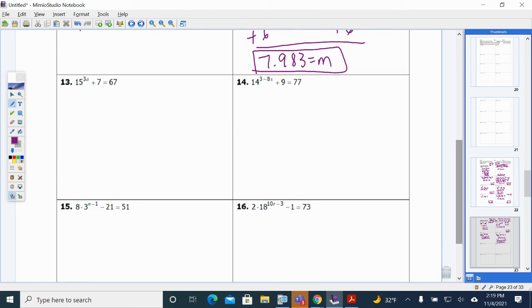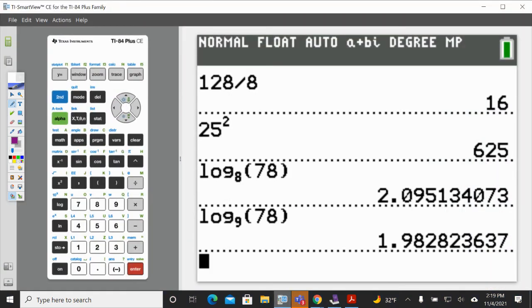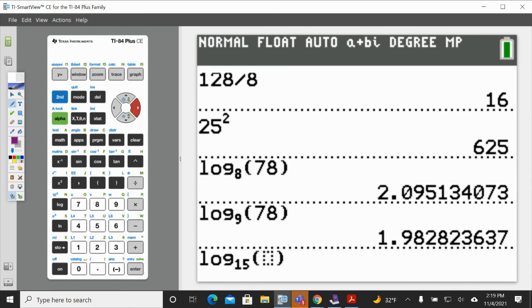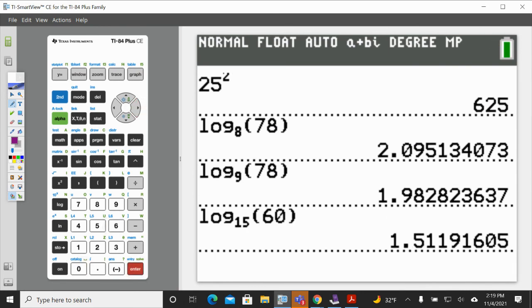Number 13. Before I can change this to log, you've got to get the exponential part by itself. So I'm going to minus the 7. 67 minus 7 is 60. And now I can rewrite it in log form. So log base 15 of 60 equals 3a. Log base 15 of 60 gives me 1.512.